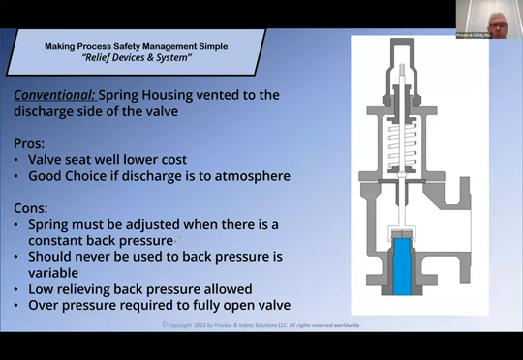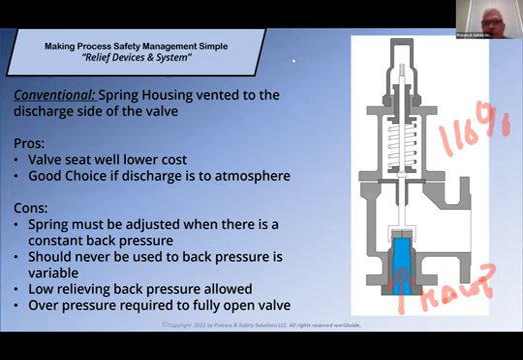And overpressure is required to fully open this valve. What we mean by that is essentially that we need to have more than MAWP to fully open this valve. So if we've got 110%, it means I need 110% to open this valve fully to relieve the pressure so that my pressure never exceeds 110% of MAWP.